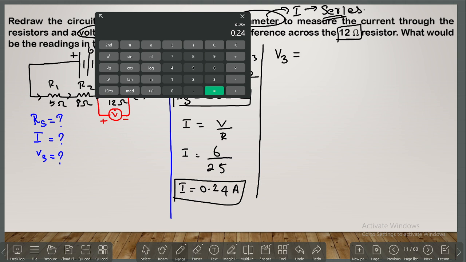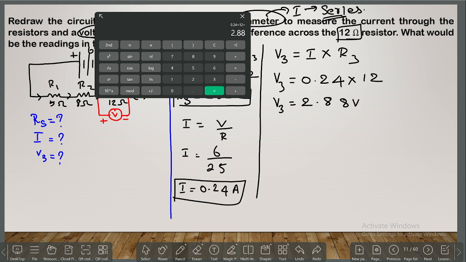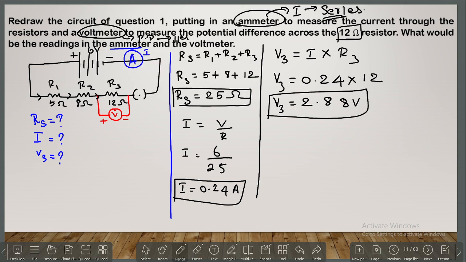Now let's calculate the potential difference which is created across the third resistor. So V3 is equal to I into R3. What is the value of I? 0.24, into the value of R3, 12. Multiplying these two numbers, 0.24 into 12, V3 is equal to 2.88 volt. How much potential difference is created over here? V3 is equal to 2.88 volt.